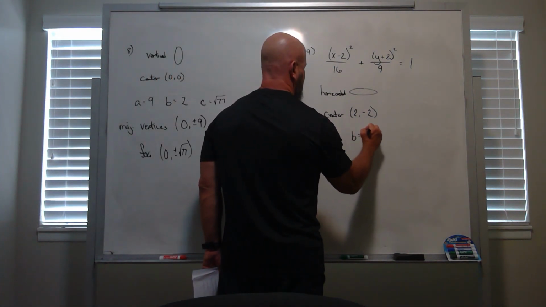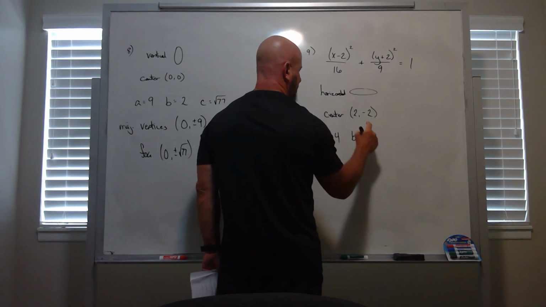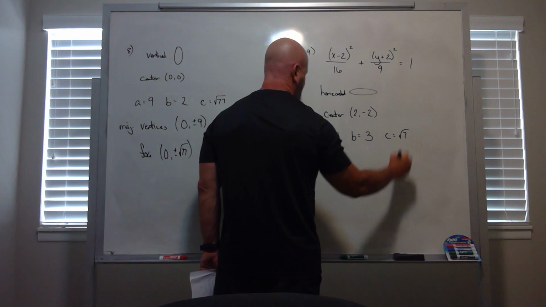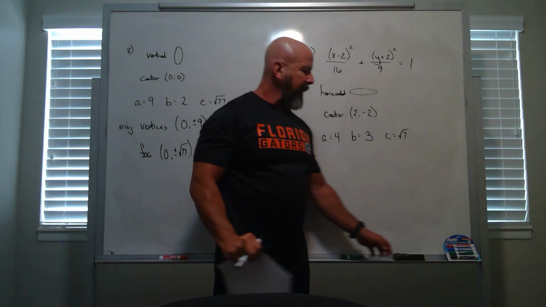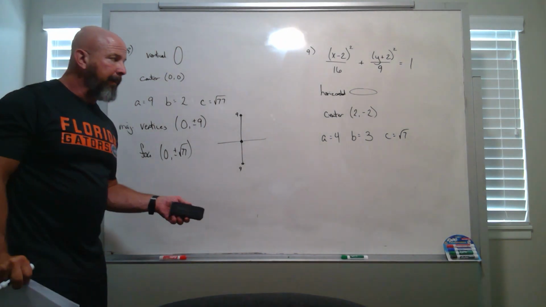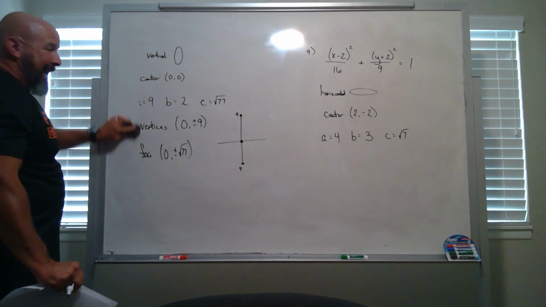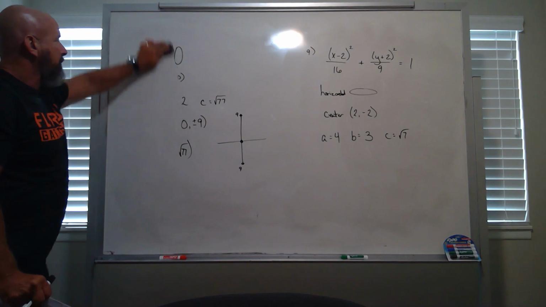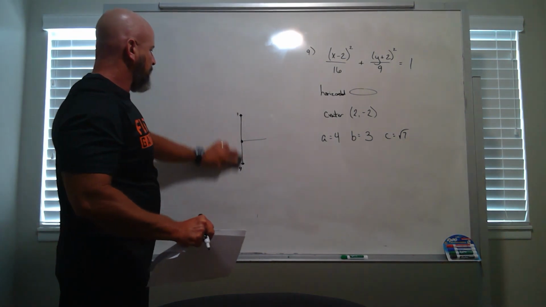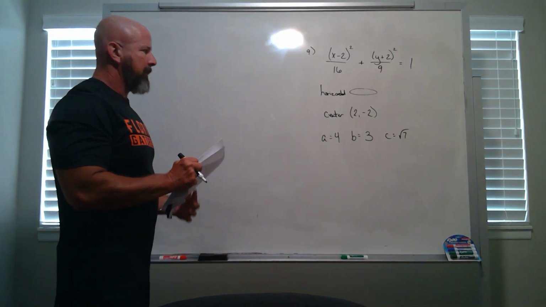A is 4, B is 3, square root of 9. C is 16 minus 9, 7, so root 7. So remember, I need that A value and I need the C value to find my major vertices and my foci. I wasn't asked for those values as part of the problem, but I was asked for the major vertices and the foci, so it's good to go ahead and just list those 3 out, and I've got them.